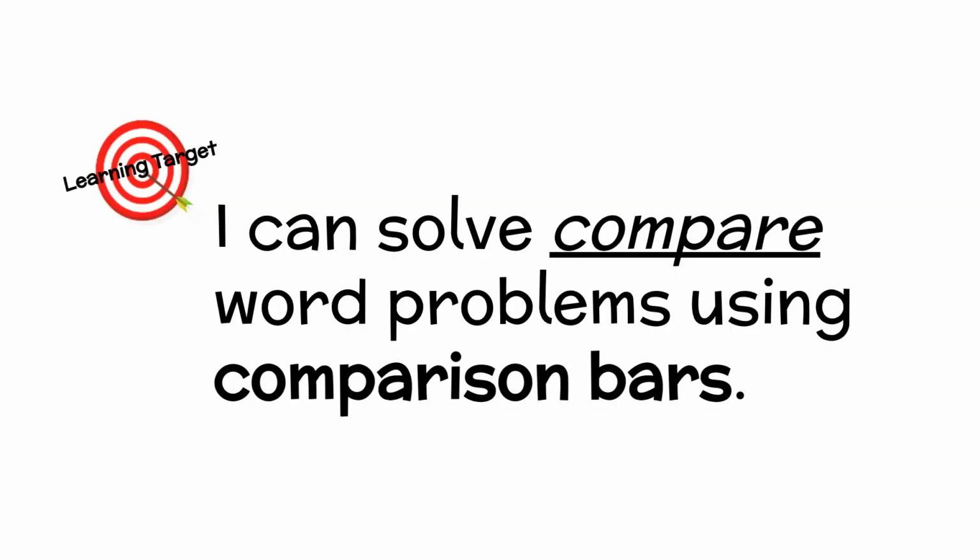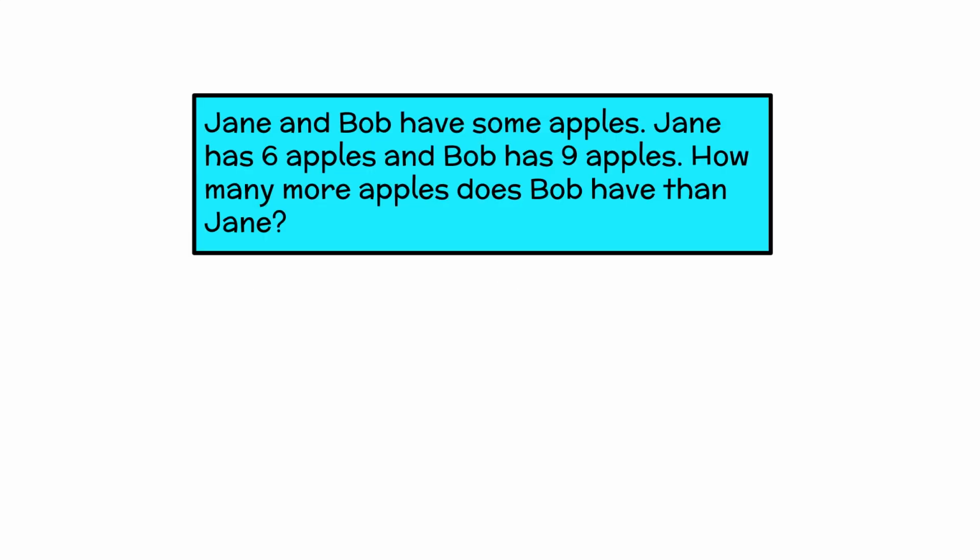In today's lesson, we're going to solve compare word problems using comparison bars. Let's look at an example to begin. Jane and Bob have some apples. Jane has 6 apples, and Bob has 9 apples. How many more apples does Bob have than Jane?